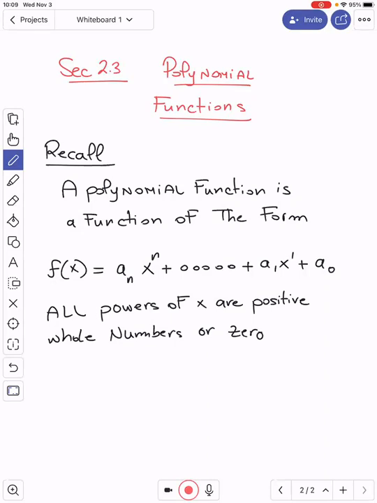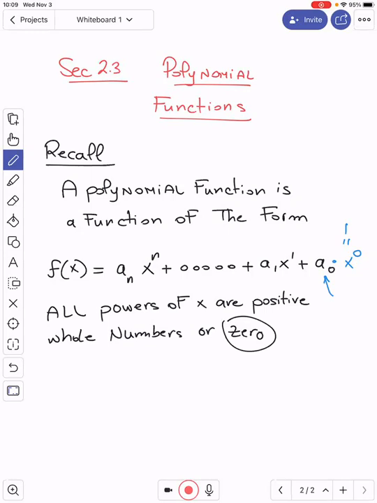0, because this constant here, the a0, is just a number. It is supposed to be times 1, and that is like x to the power 0, right? x to the power 0 is equal to 1. So that's why we say it's positive whole numbers or 0, because x to the power 0 will be the constant. All right, so that's the definition.